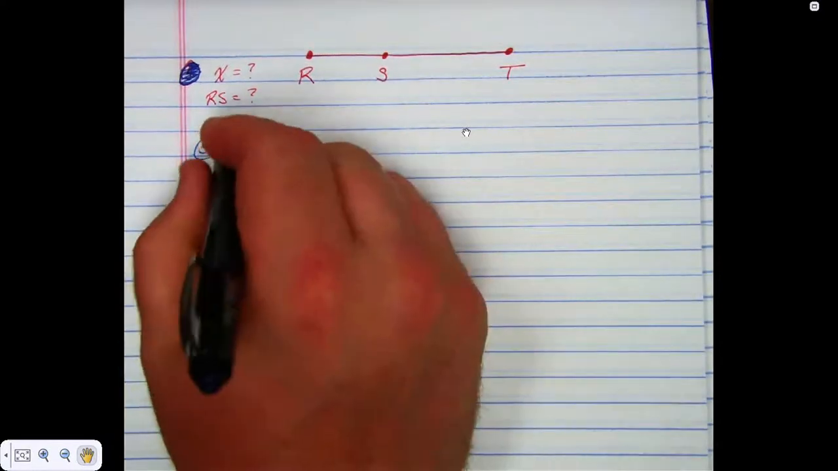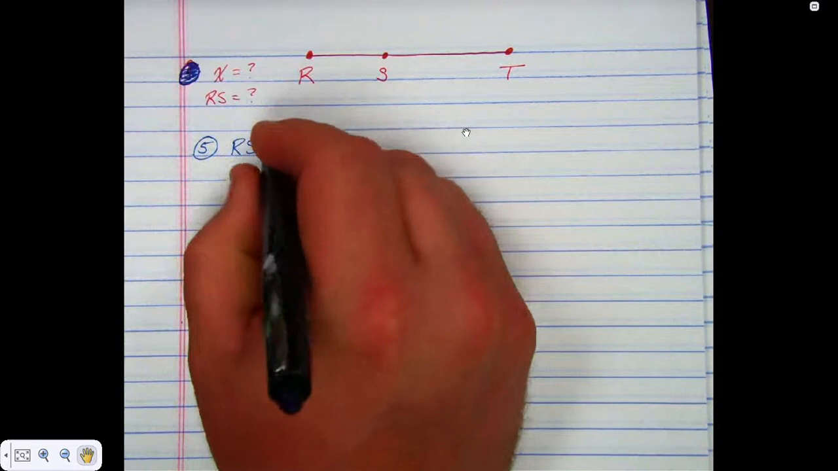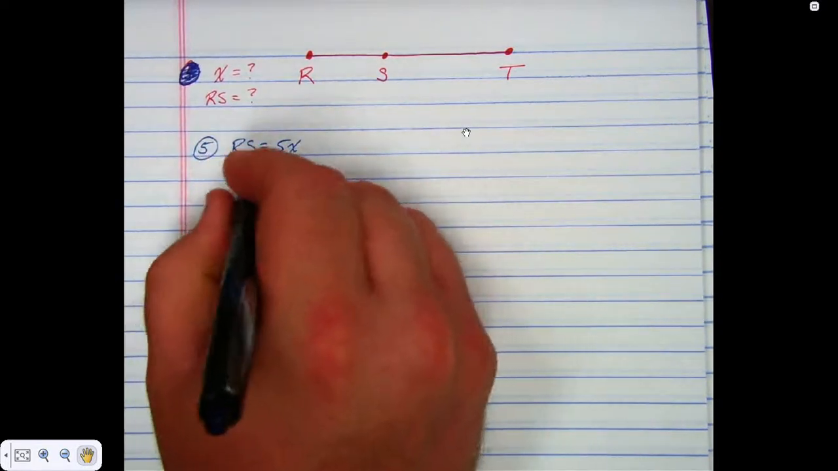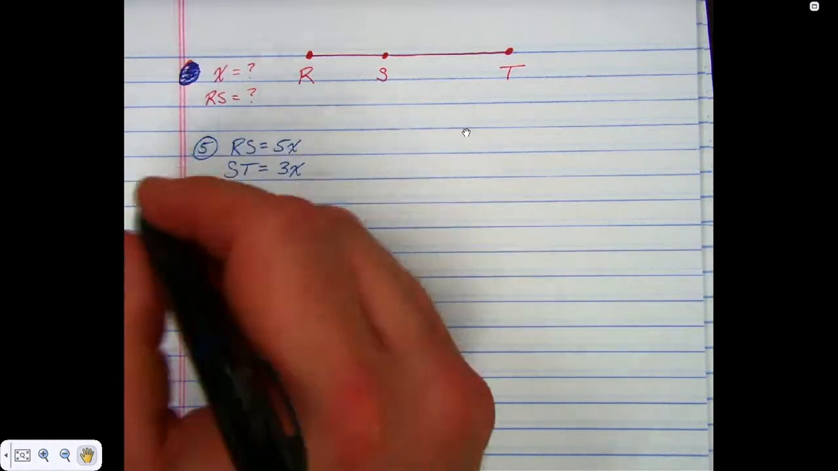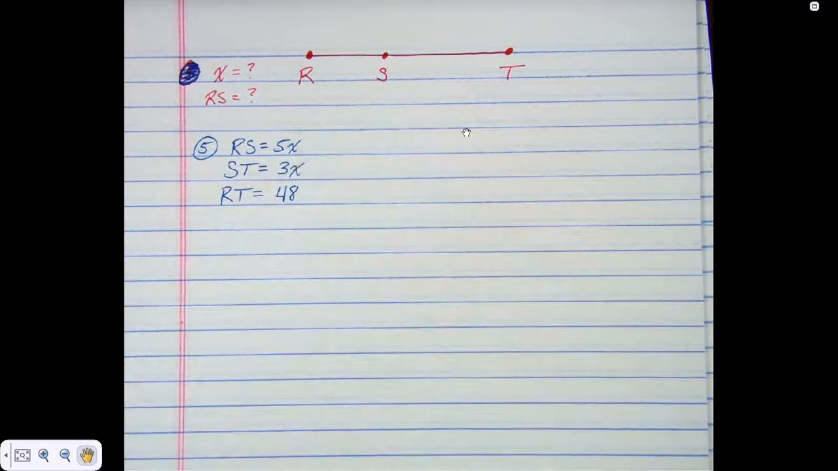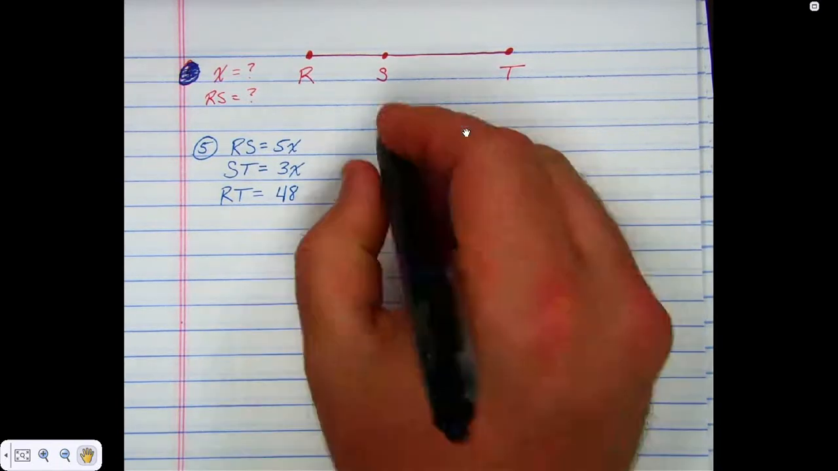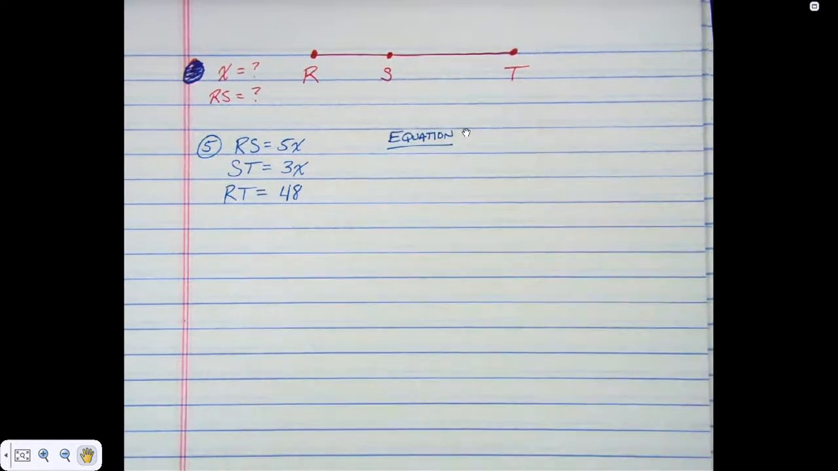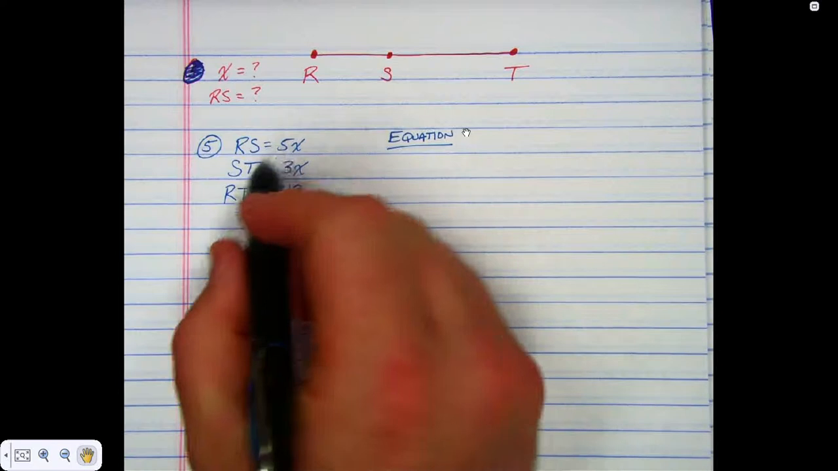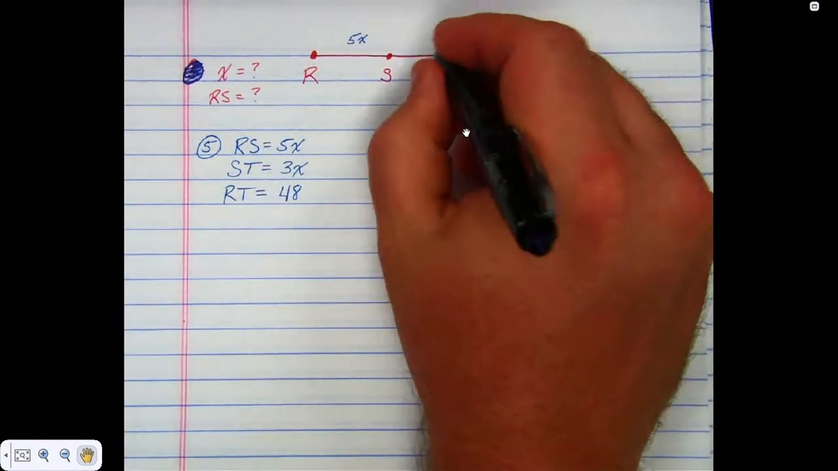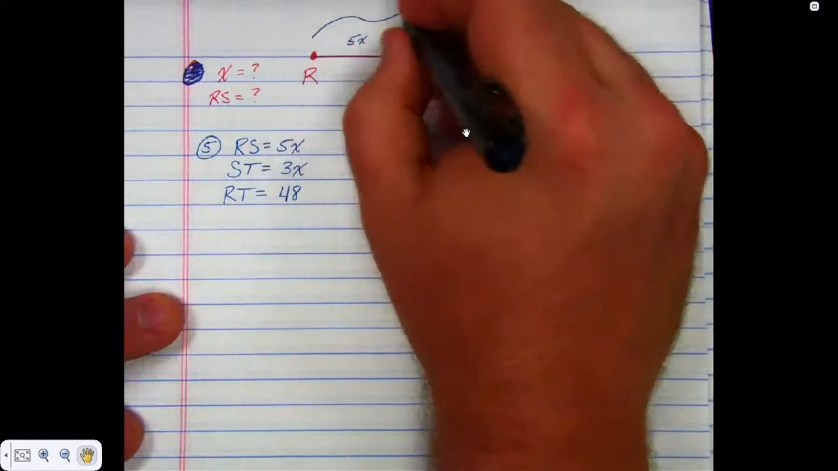Number 5, they give us that RS is equal to 5x. ST is equal to 3x. RT is equal to what? What does this problem look like? Algebra. So what do I probably need to create? Equation. Any valid equation. Well, first label your picture. What is RS? 5x. ST? 3x. What's the whole thing? 48.